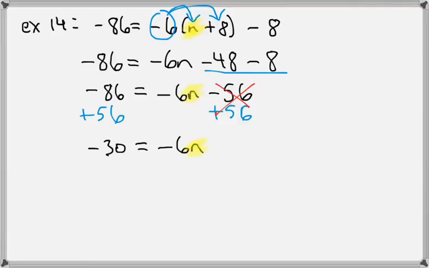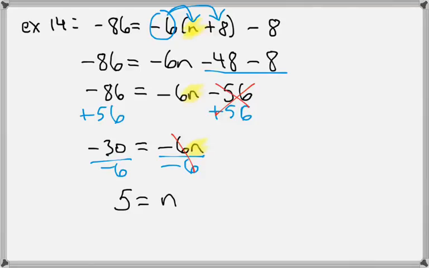I'm still trying to get that n by itself, so now I need to divide both sides by a negative 6. So on the left, negative 30 divided by negative 6 is 5. Negative 6 divided by negative 6 divides to equal 1. That cancels out, leaving us with our variable n by itself, for a final answer of n equals 5.